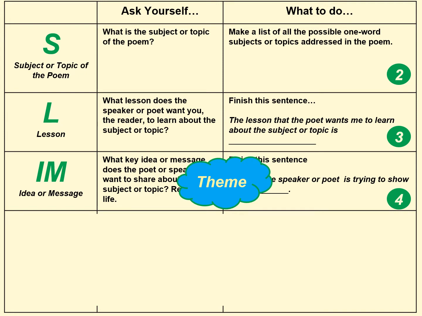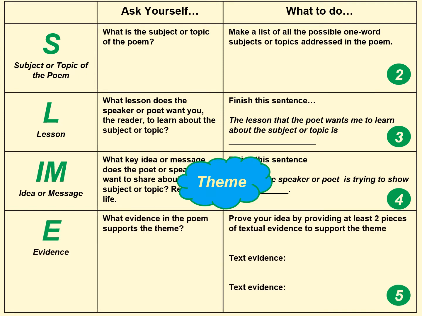What would be step 5 then? It's very, very important that we provide evidence. What evidence in the poem supports the theme? Students can then prove their idea by providing at least 2 pieces of textual evidence to support the theme. It's very important to remind students that if they cannot find evidence to support their newfound theme, they might have to start over and identify a different one.